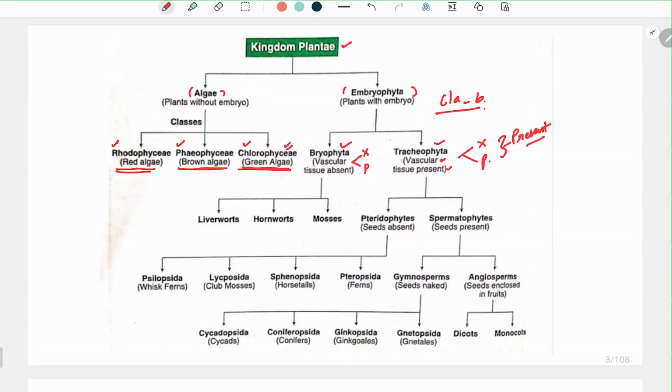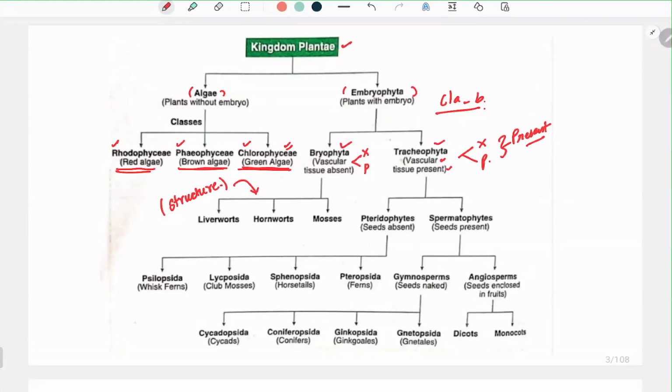Bryophyta is further divided into liverworts, hornworts, and mosses. And those liverworts, hornworts, and mosses are divided on the basis of the structure. What is their basic structure? The appearance and the structure helps in the division of liverworts, hornworts, and mosses.